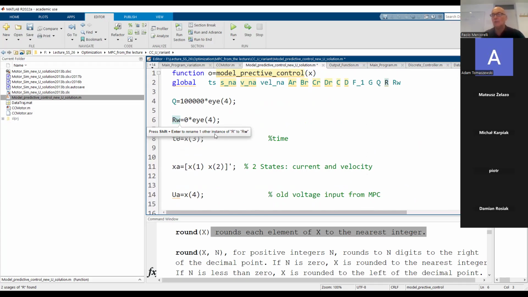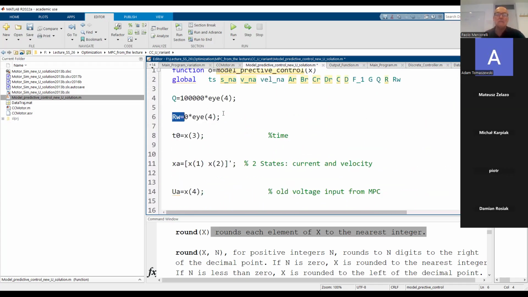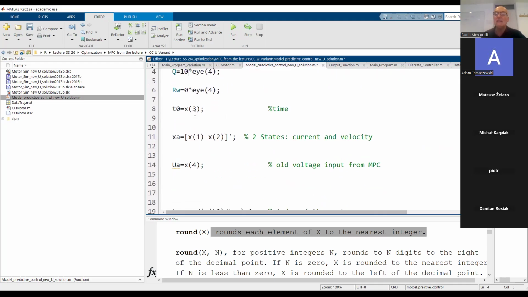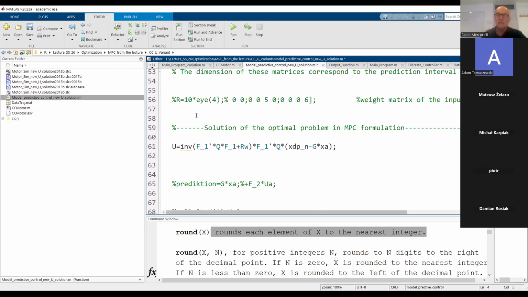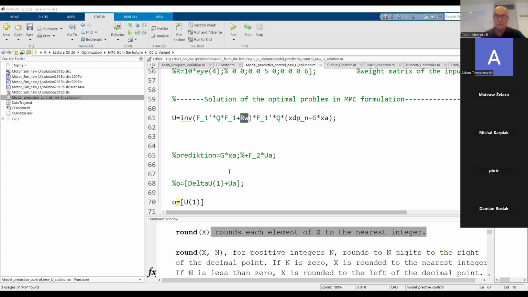Do you remember I told you also at the beginning in the M file? Let me restart as before. 10 and 0. This zero means don't care about the inputs, and we can see that this RW weights in the denominator. This means maximal power in input.